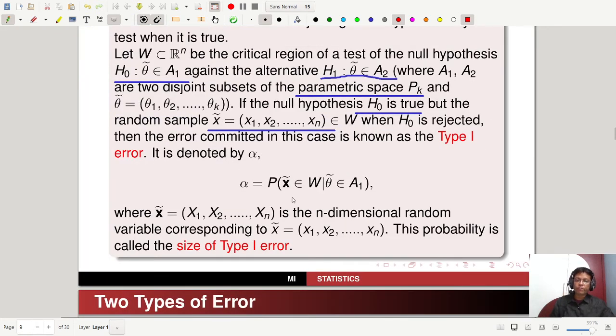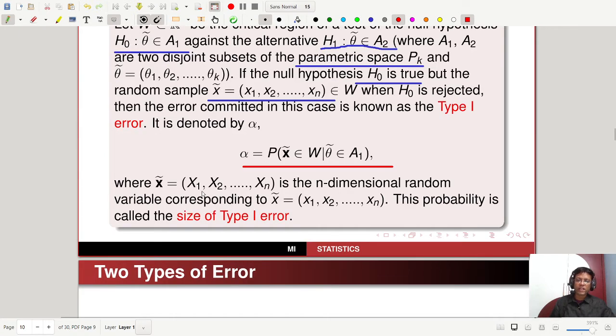The probability in this case is denoted by alpha, equal to the probability that x belongs to W such that theta belongs to A1, where bold x is x1, x2, up to xn, the n-dimensional random variable corresponding to the sample point x of the n-dimensional space. This probability alpha is called the size of the type 1 error.